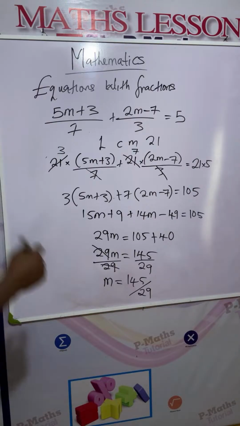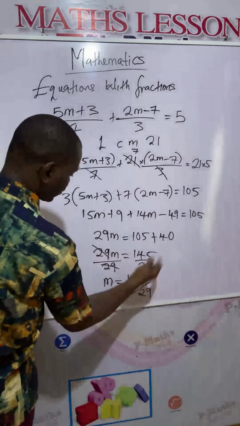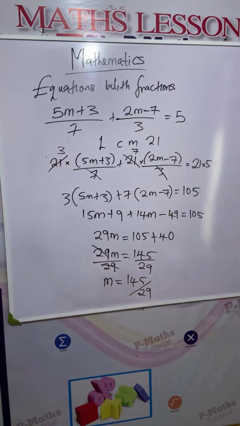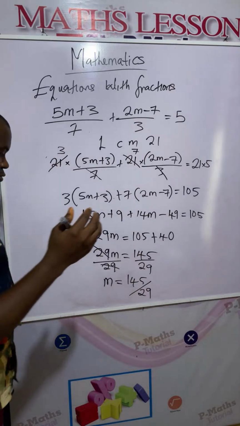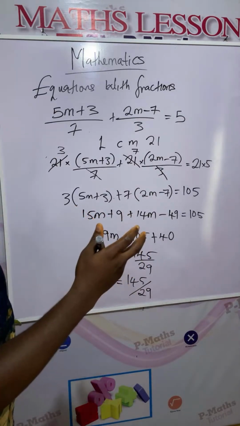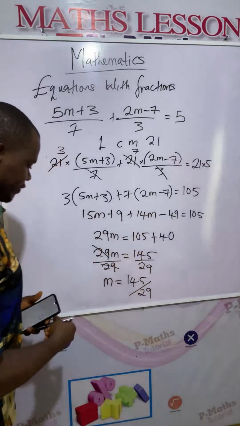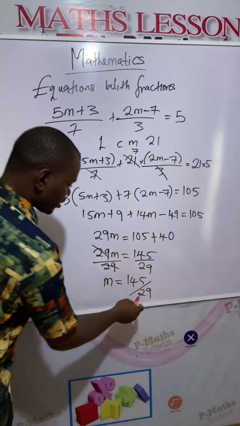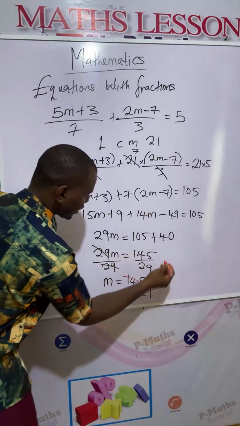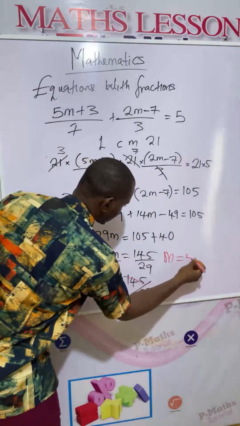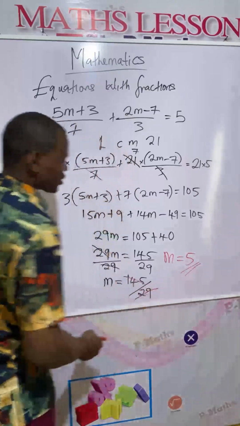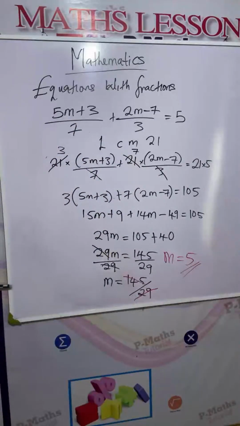Now I want to ask us, can 29 divide 145? 29, can it divide 145? 29 can go how many times? 2, 3, 4, 5. 29 can divide 145. So we simply say if 29 divides 145, we have our M as 5. So that works. Ask your question, please.